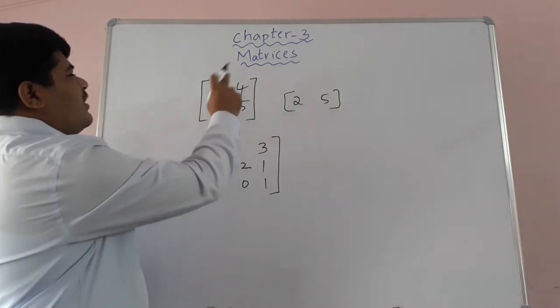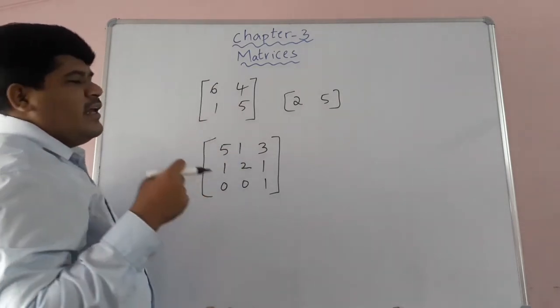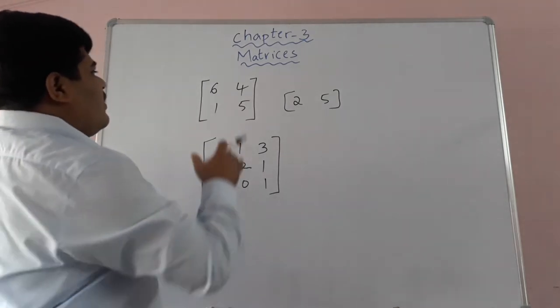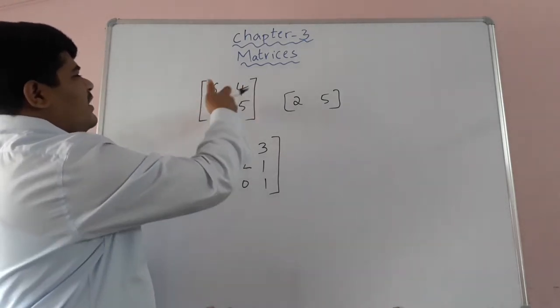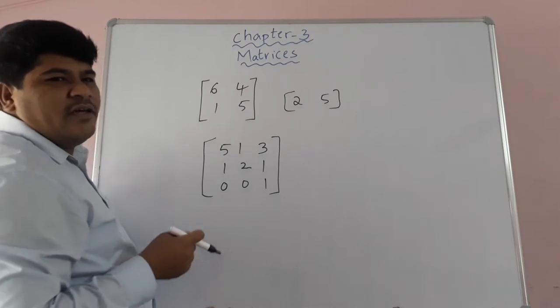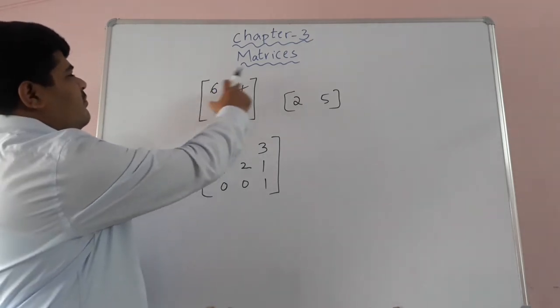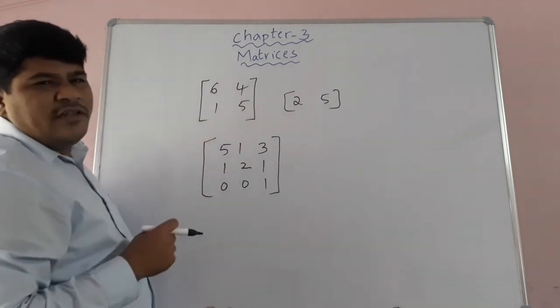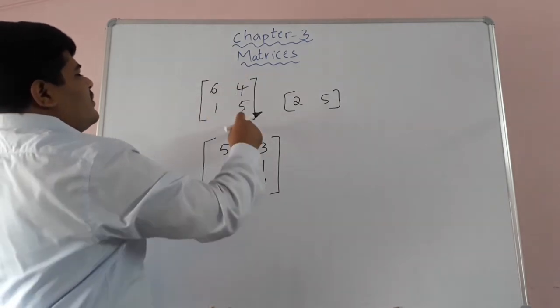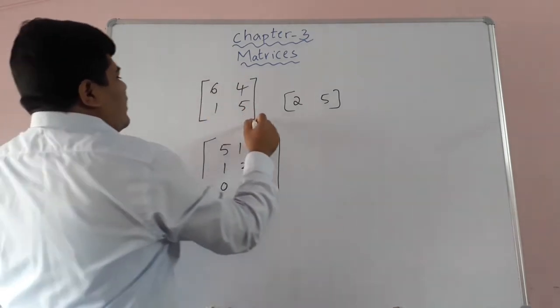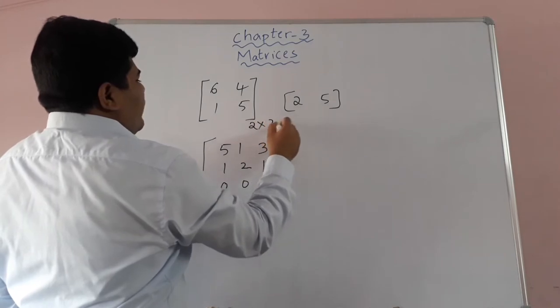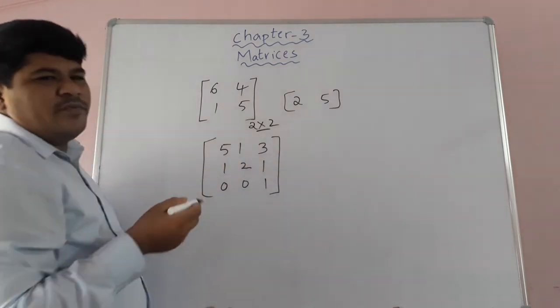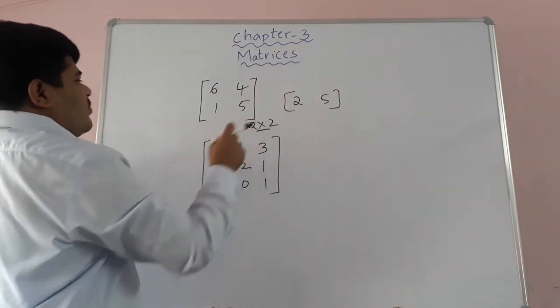Suppose, children, what are the rows? Horizontal. The elements of a horizontal line are called rows. Vertical lines are called columns. If you see here, how many rows are there, children? 1 and 2. Two rows are there. How many columns are there? 1 and 2. So we can write its order as 2 into 2, and we read it as 2 cross 2. So the order of this matrix is 2 cross 2.